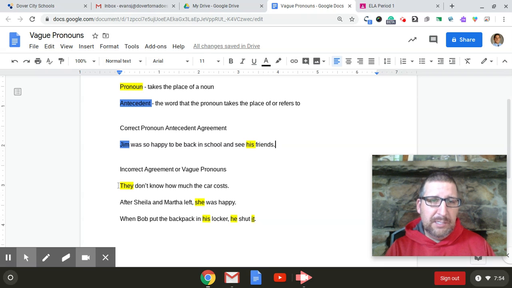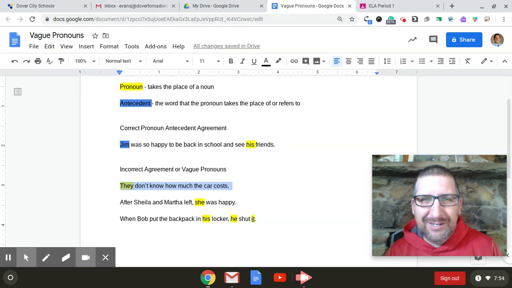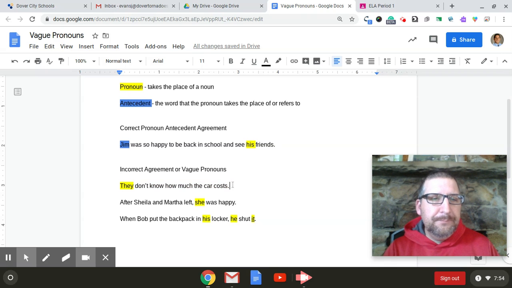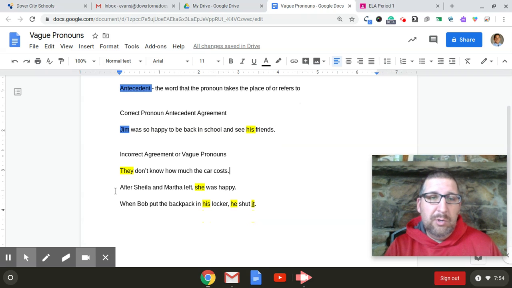So we look at the first one here. They don't know how much the car costs. They don't know. Get it? That was the name of the song. They don't know how much the car costs. Well, who is they? This is a common one that I see a lot in writing and in your essays. If we don't know who they is, you have to tell us either in the sentence before or in that sentence itself, but especially when it's a standalone sentence like this. If we don't know who they is, it's a vague pronoun and it's incorrect agreement. We don't know who it is, right?